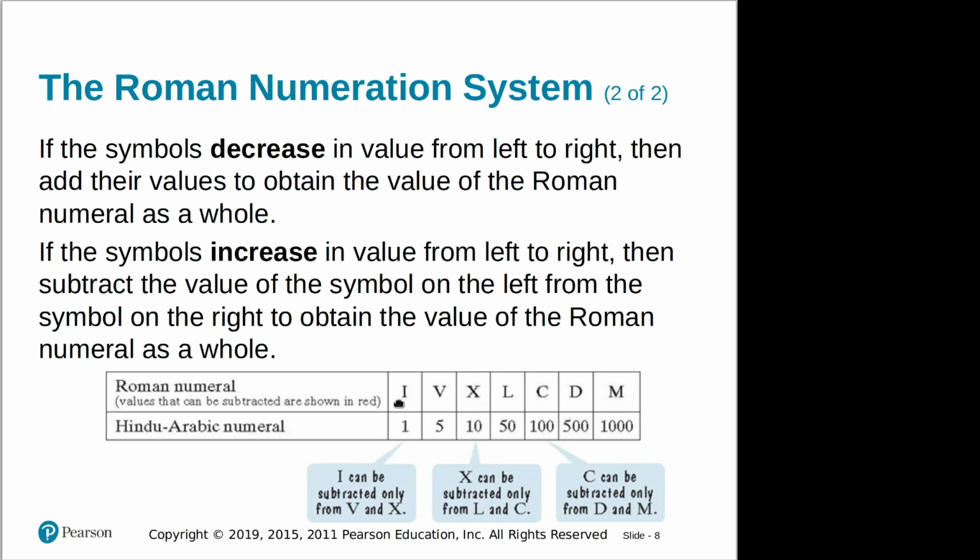The number 1 can come before 5 or 10. And so 1 before 5 is 4, and 1 before 10 is 9. 10 can come before 50 and 100. 10 before 50 is 40, and 10 before 100 is 90. And 100 can come before 500 or 1,000. 100 before 500 is 400, and 100 before 1,000 is 900. And so this lets us write numbers without overly repeating.